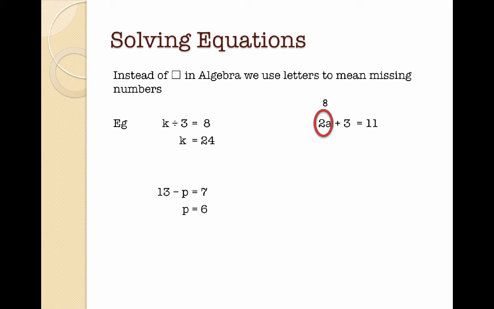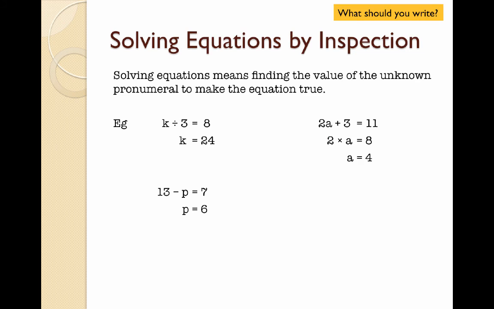This means that that 2A inside that circle must equal 8. And remember, 2A means 2 times A. So 2 times some number is supposed to equal 8. What number times 2 will give you 8? Well, in that case, A is 4. And that is the only number that can go into that initial equation in order to get the answer of 11.